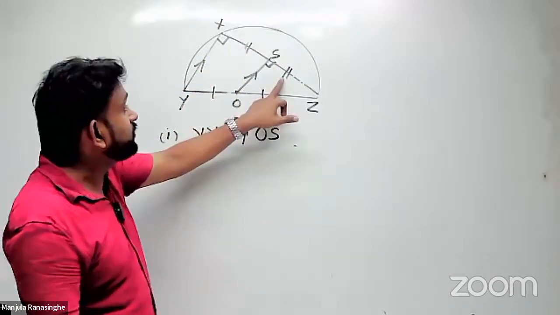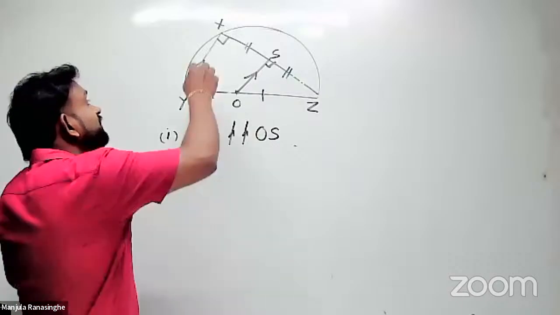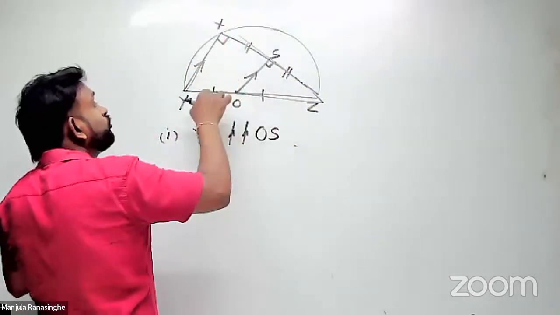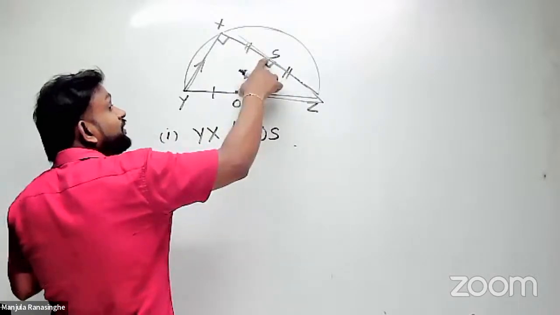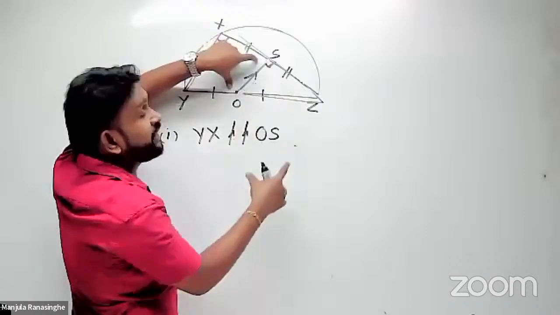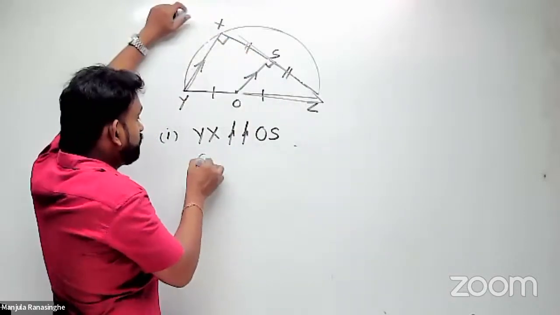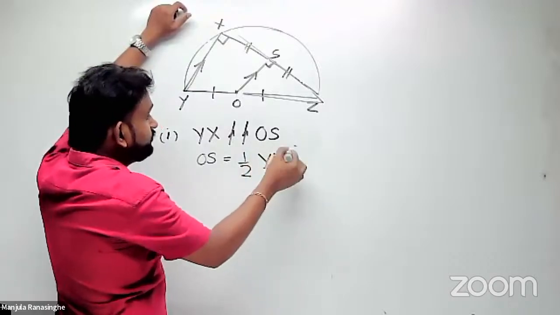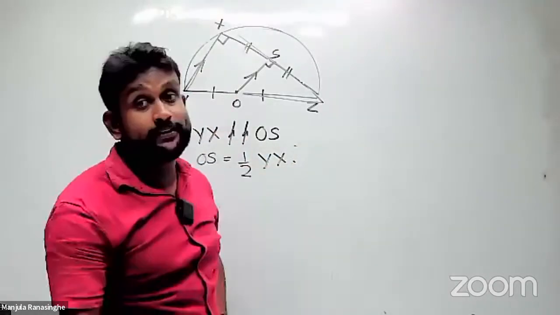Now you can look again at the triangle. You can see that two midpoints are connected, and then this side is half of this side. Now you can see that OS is equal to half of YX. Right, those are the two relationships.